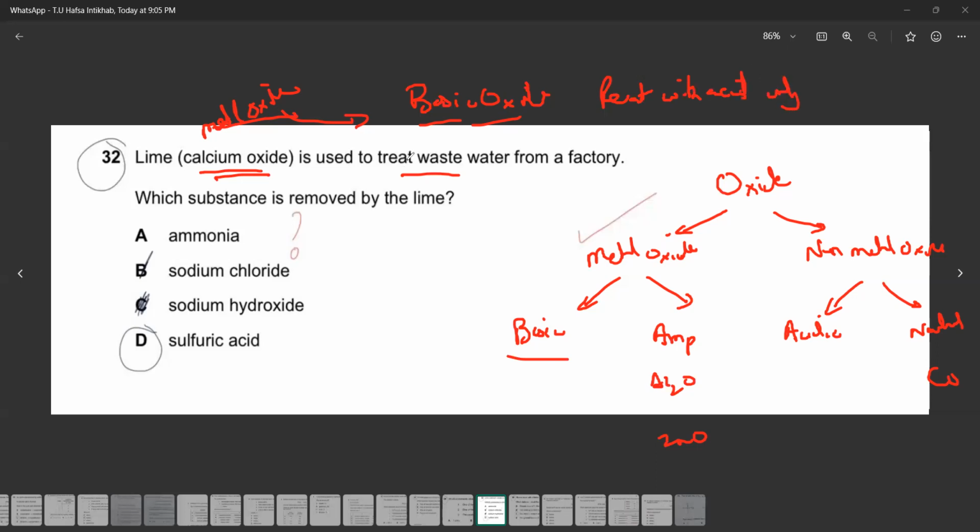So there is no reaction with base, it only reacts with acid. Ammonia is a base, so it won't react. Sodium chloride is a salt, so there will be no reaction on mixing. Again, sodium hydroxide is a base, so there will be no reaction. So we are left with sulfuric acid. Is it clear, this one? Why is sulfuric acid reacting with calcium oxide, a metal oxide, but not the others?